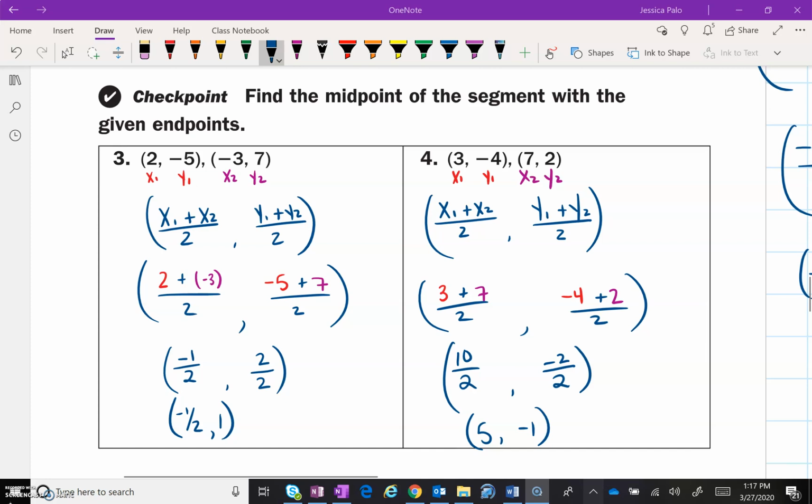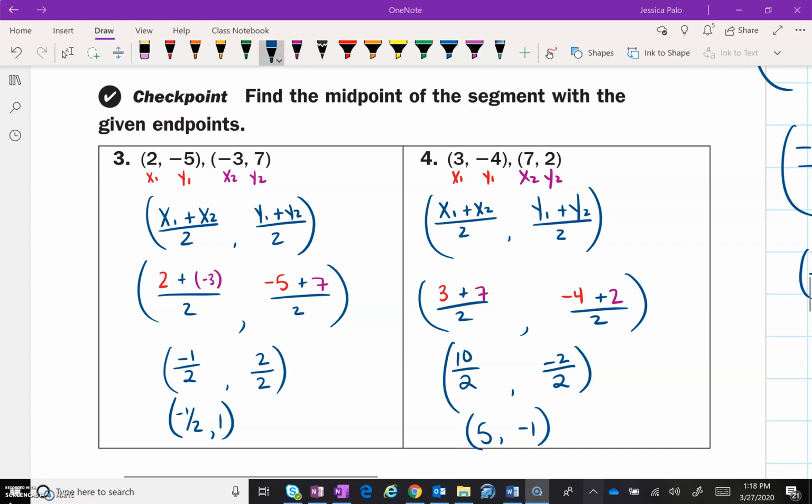For number 3, we added the x values together and divided them by 2 and got negative 1/2. And we added the y values together, divided them by 2, and got positive 1. So our midpoint coordinate is negative 1/2, 1. For number 4, we added our x coordinates together and divided by 2 and got 5. And then we added our y coordinates together, divided by 2, and got negative 1. So our midpoint coordinate is 5, negative 1.